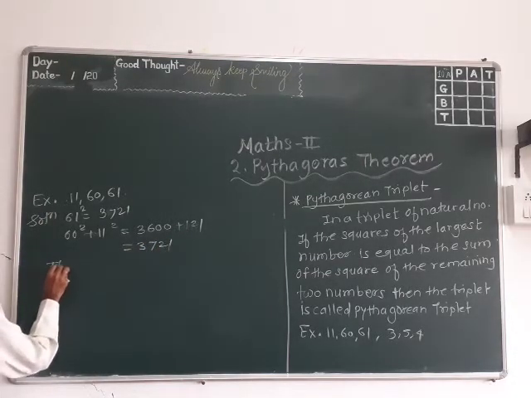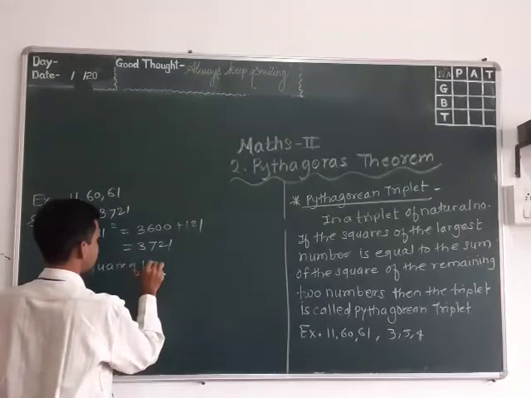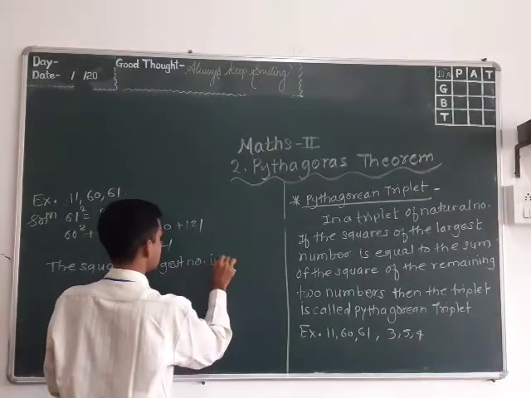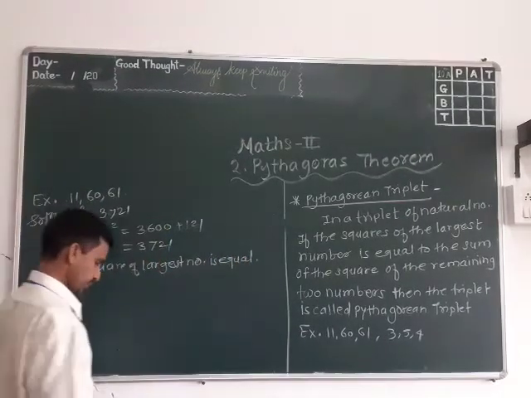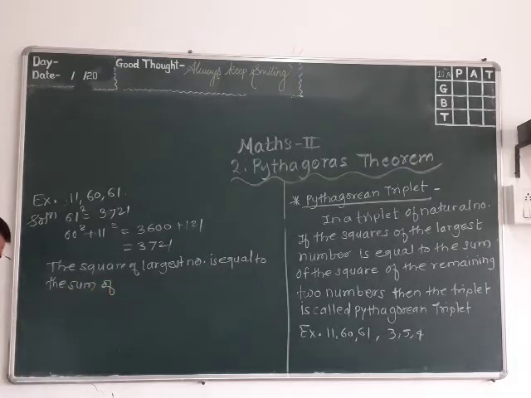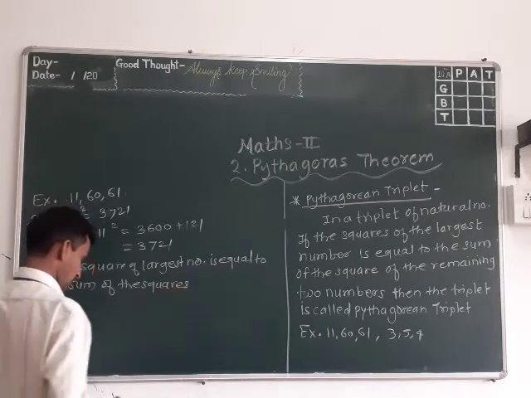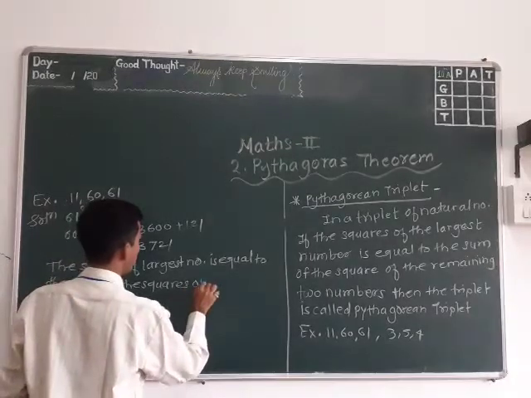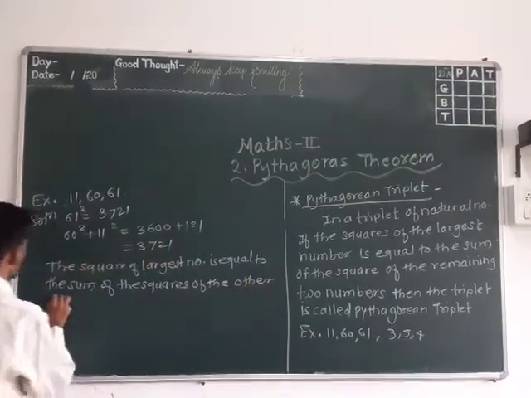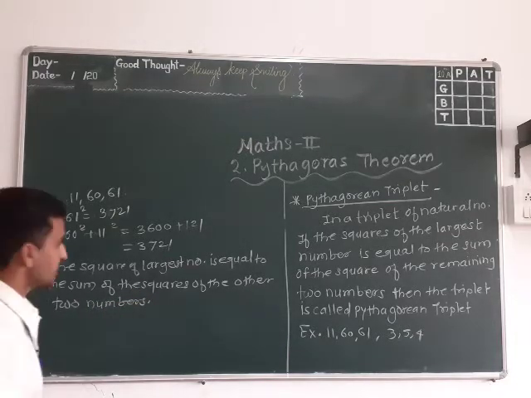The square of the largest number is equal to the sum of the squares of the other two numbers. This is the first example.